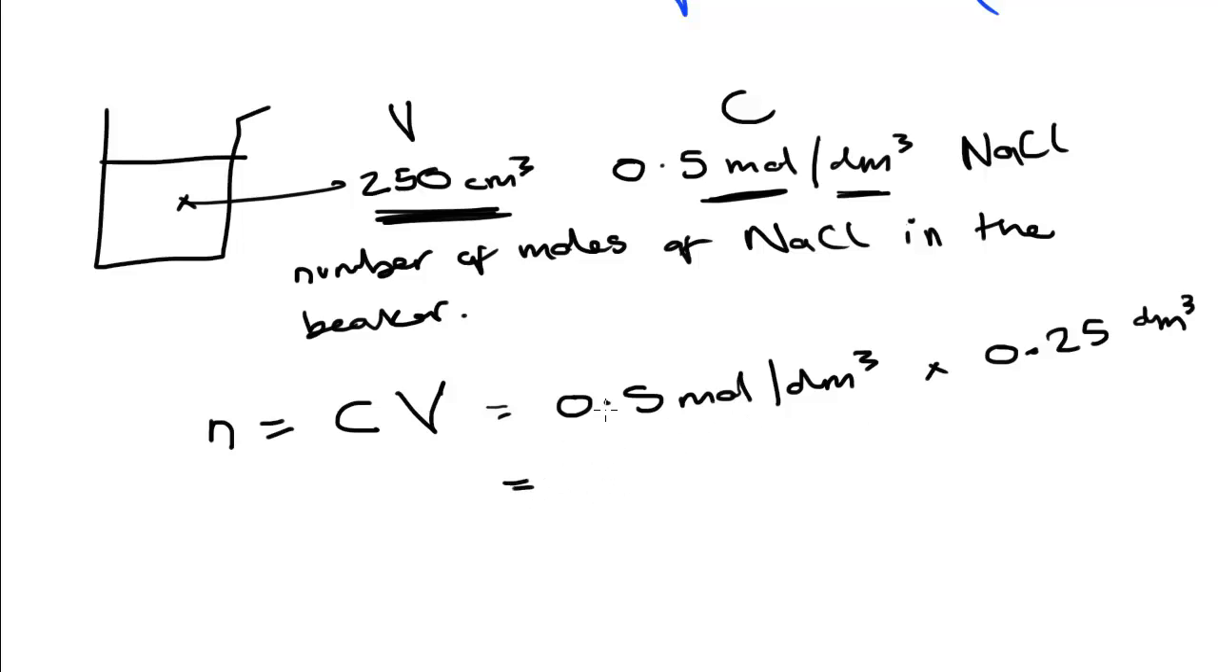Okay, so this gives me 0.125 moles. So I've got 0.125 moles. Now you could be asked to work out the mass of that sodium chloride if you were to evaporate it off, the mass you could get from that number of moles of sodium chloride in there. There's a simple example of using the concentration equation.